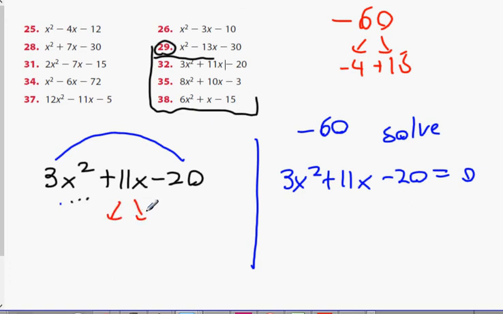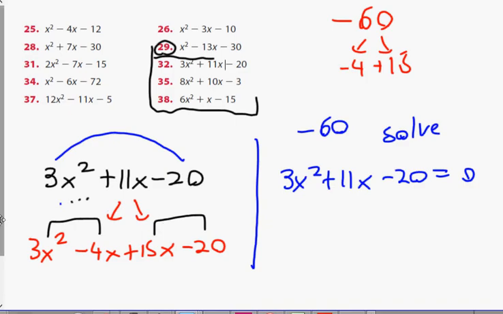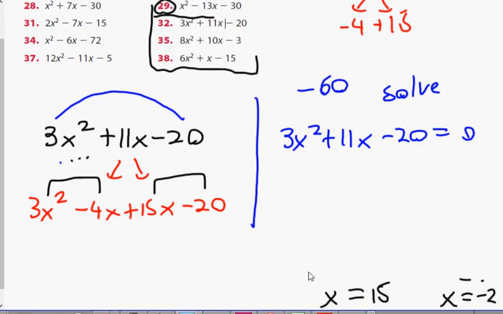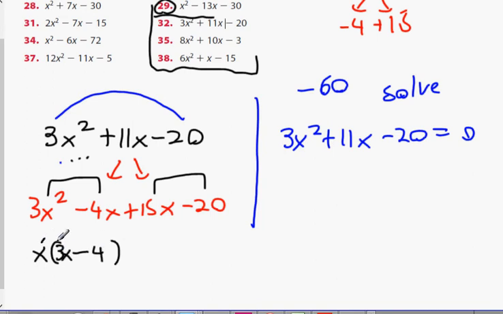Okay? Now here's the different part. Remember this? 3x squared minus 4x plus 15x minus 20. Now we did this a while back where we grouped them together. Now what happens when we group them together, Harry? You take out x, and what do we get? You get 3x minus 4. Multiply it out: x times 3x, x times minus 4. Okay, you automatically know that the next bracket has to be the same.